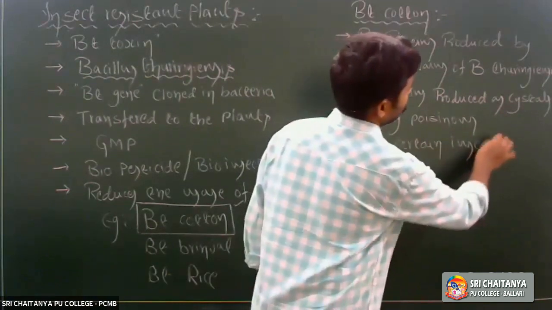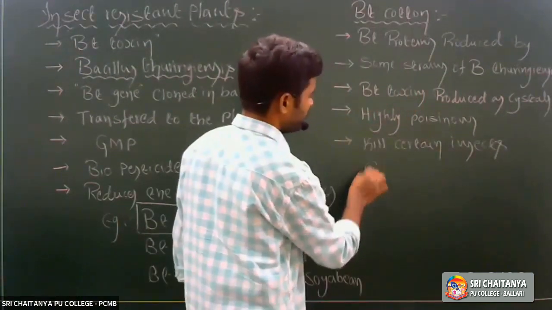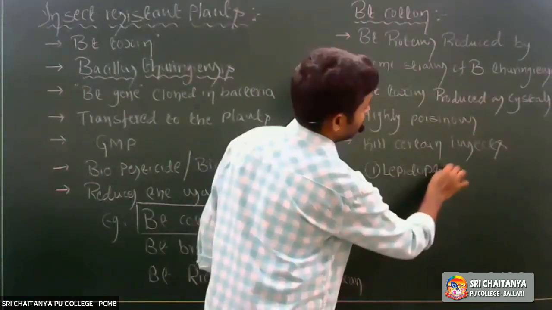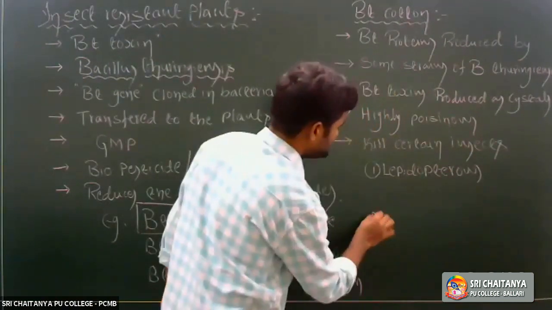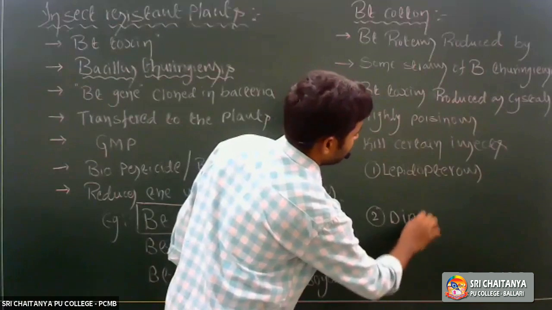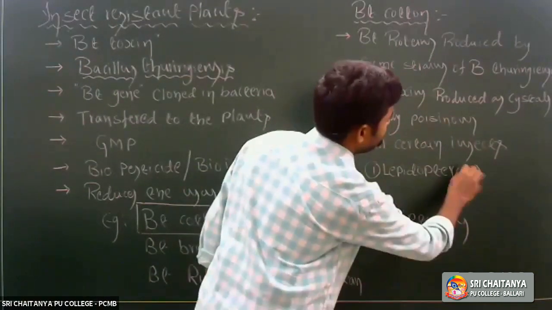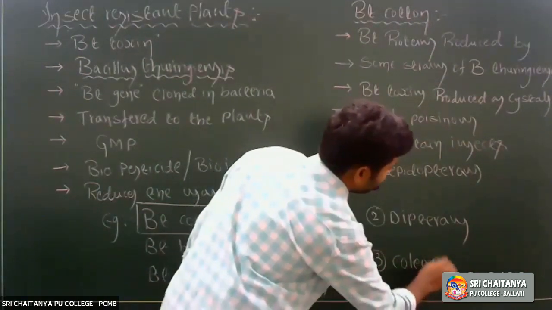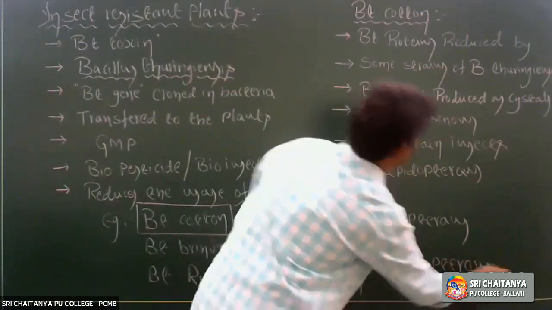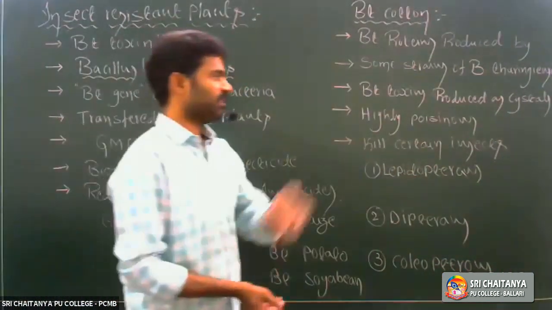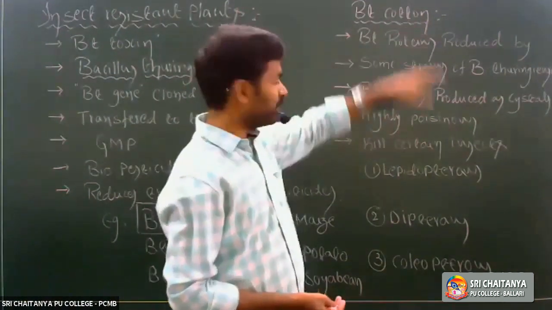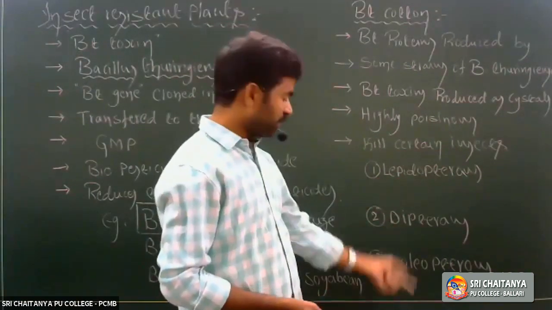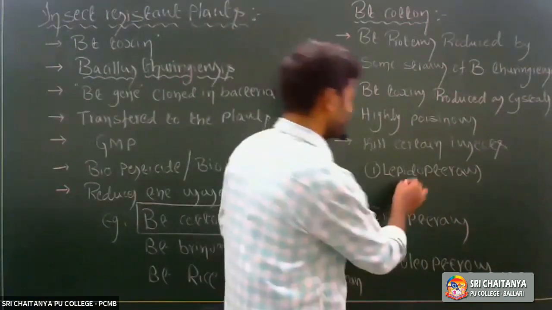So what type of insects? One is lepidopterans. Then second one, dipterans. And third one, coleopterans. Right. See, that Bt toxin or Bt poison, which is produced by the Bacillus thuringiensis members, kills insects like lepidopterans, coleopterans, dipterans.